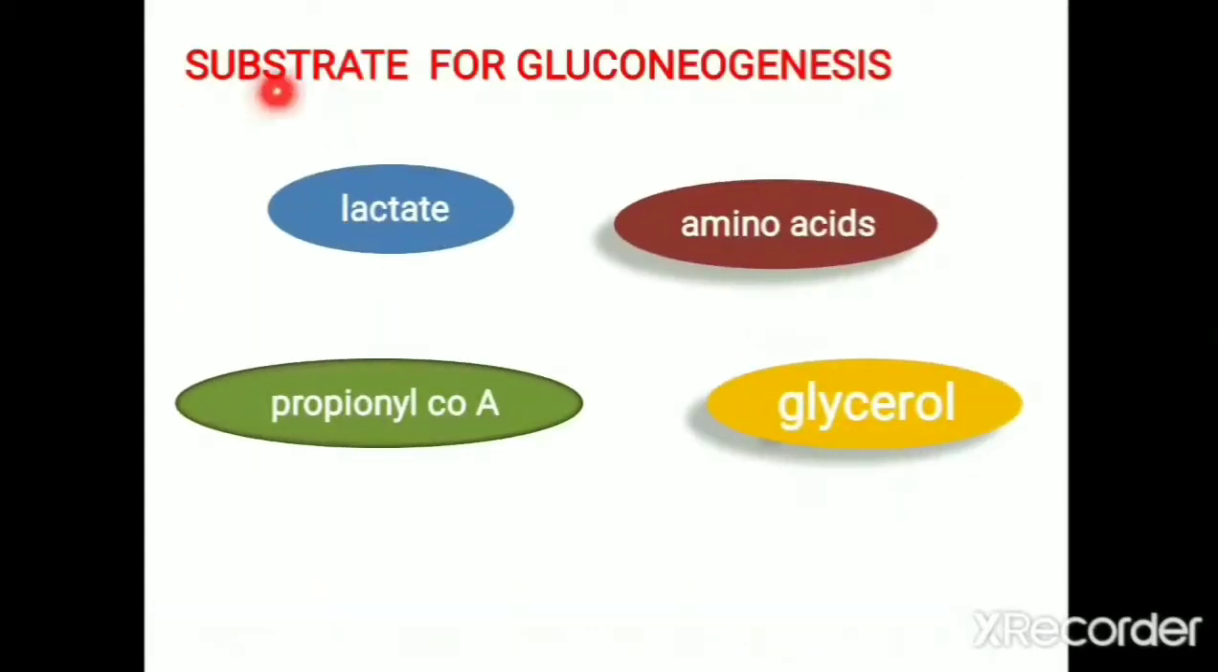The next subheading is the substrates for gluconeogenesis. These are the major substrates: one is lactate, the second is glucogenic amino acids, and all amino acids except leucine are glucogenic. The third is propionyl CoA, and the fourth is glycerol. So write the subheading, substrates for gluconeogenesis, and write number 1 lactate, number 2 glucogenic amino acid, number 3 propionyl CoA, and number 4 glycerol.